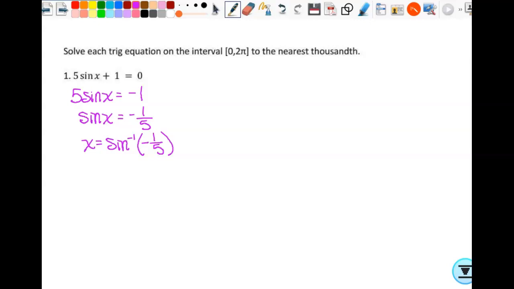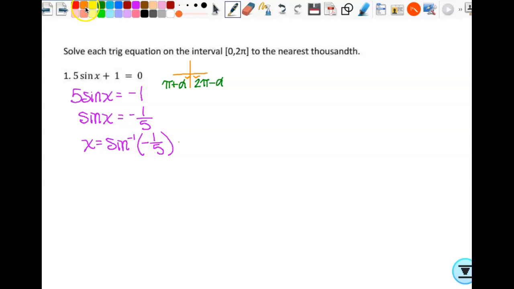Because what we want to figure out is we're taking the sine inverse of a negative number. So in what quadrants is sine negative? Third and fourth. So my answers are going to come from the third and fourth quadrant. That means I'm going to have to find alpha, and once I find alpha, this is going to be pi plus alpha, and I'm going to have to do 2 pi minus alpha. That's how I'm actually going to get those values. The calculator isn't just going to give me the values.